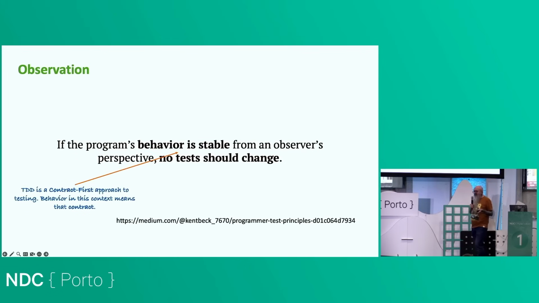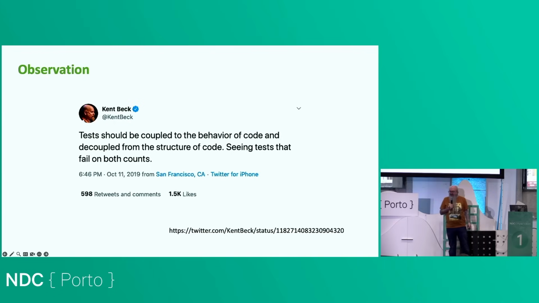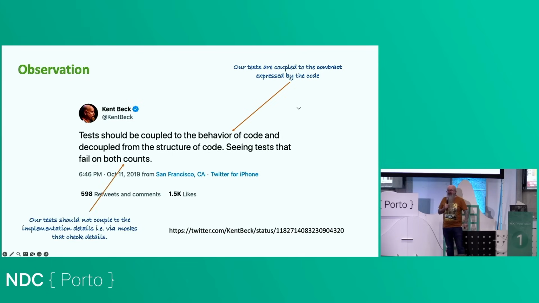So it's a contract-first approach to testing in TDD, right? Behavior is the contract, the API that you are exposing, in other words, the public methods of a class, right? And again, Kent said even more recently, because we never seem to win against the bad ideas of automated software engineering, tests should be coupled to the behavior of code and decoupled from the structure of code, seeing tests that fail on both counts. In other words, the tests express the contract that you want to see from that particular class, not how you've chosen to implement that.